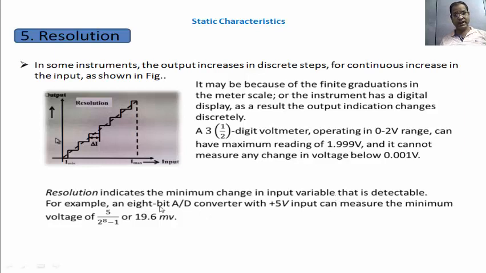For example, take an 8-bit analog to digital converter, which converts a continuous analog signal into digital. It is 8-bit. So what is the minimum voltage you can measure with a 5 volt input? That is your input, 5 volt, upon 2 raised to 8 minus 1, which is 19.6 millivolt. This will act as the resolution in that case.